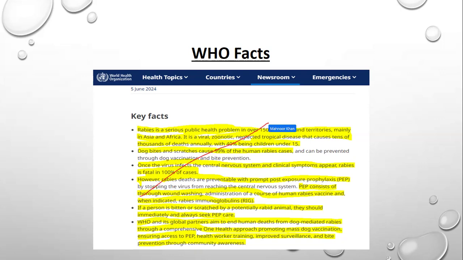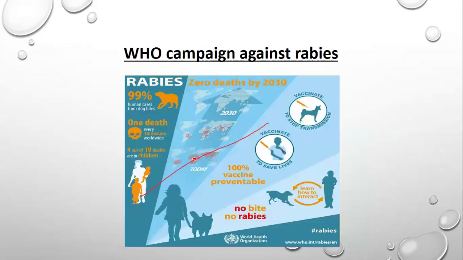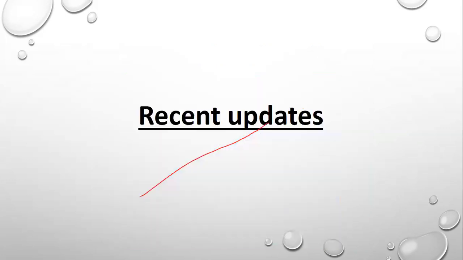WHO and its global partners aim to end human death from dog-mediated rabies through a comprehensive One Health approach promoting mass dog vaccination, ensuring access to post-exposure prophylaxis, health worker training, improved surveillance, and bite prevention through community awareness. This is a WHO campaign, Zero by 30 against rabies.